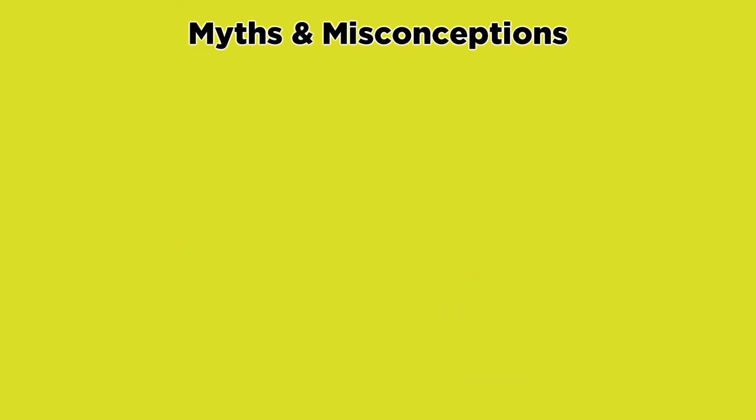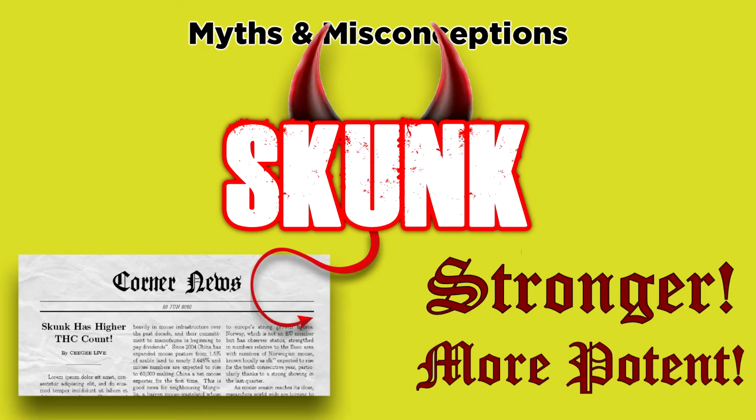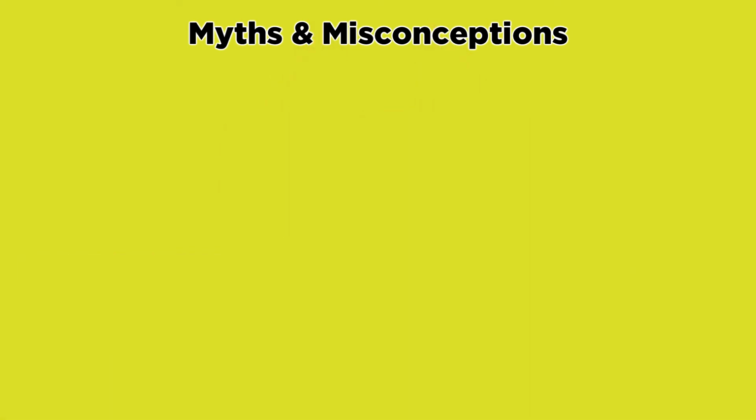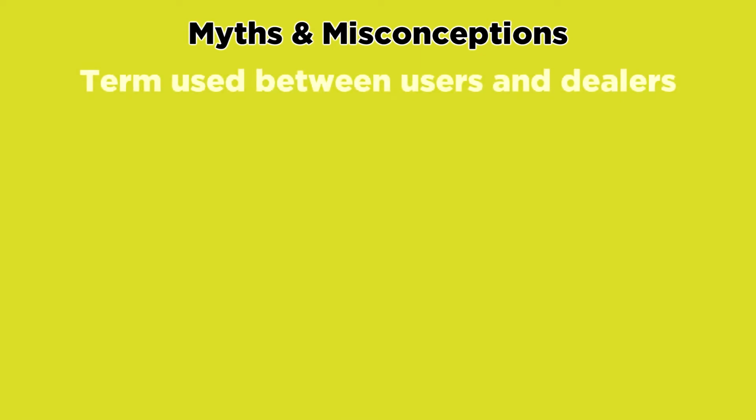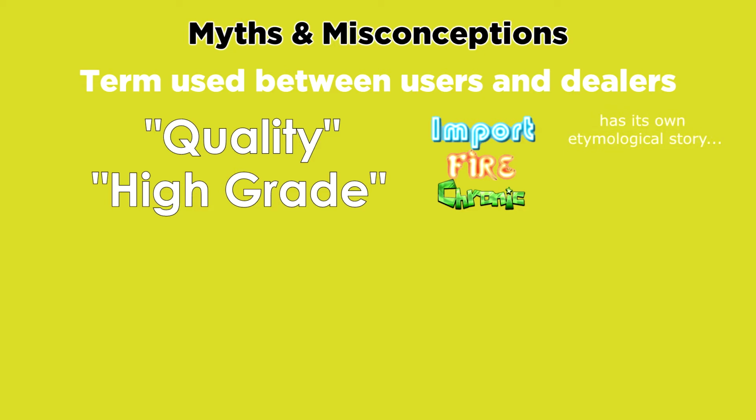The media latched onto this term and demonized it, claiming it to be stronger, more potent or a higher THC count than regular herbal or grass cannabis. This sought to create a divide between older generations who smoked in the 70s and the 80s and the young people of today to demonize the new street weed. The term is used between users and dealers, and it was used to describe quality or high-grade cannabis, and today's equivalent could be seen as imports, fire and chronic. Imports, interestingly, has its own etymological story.